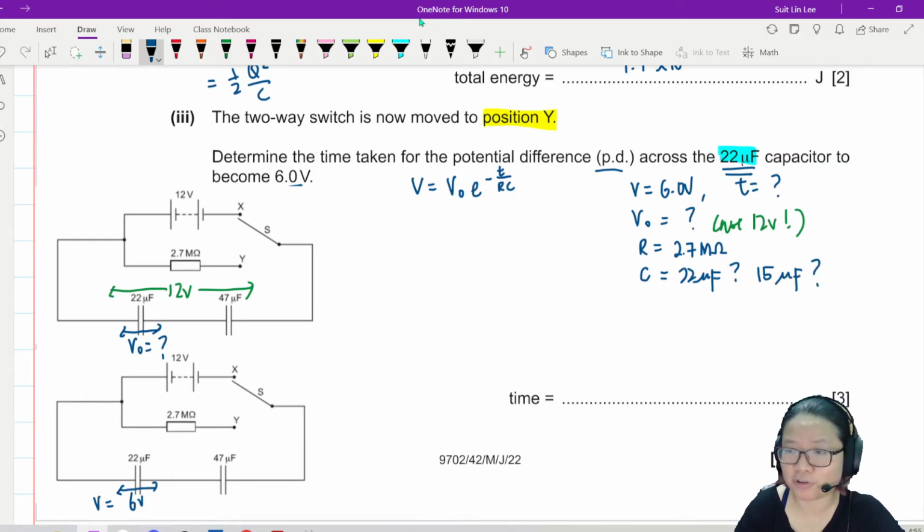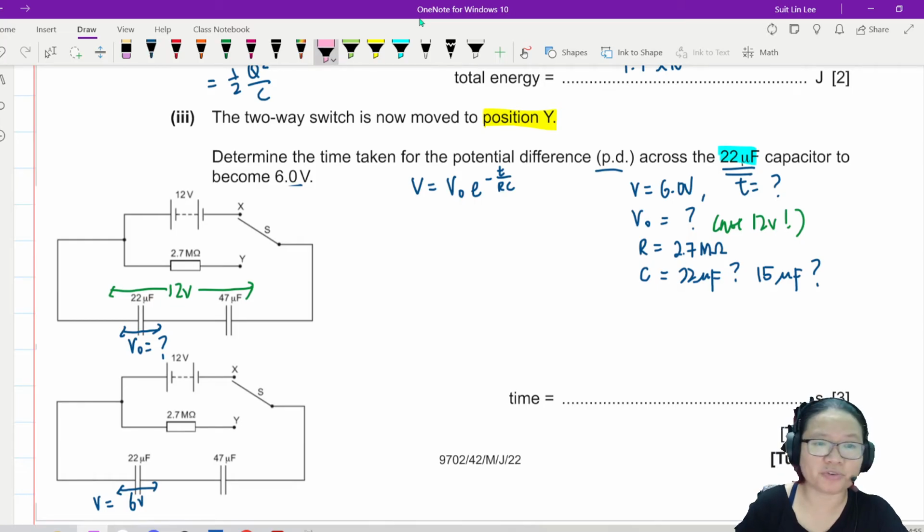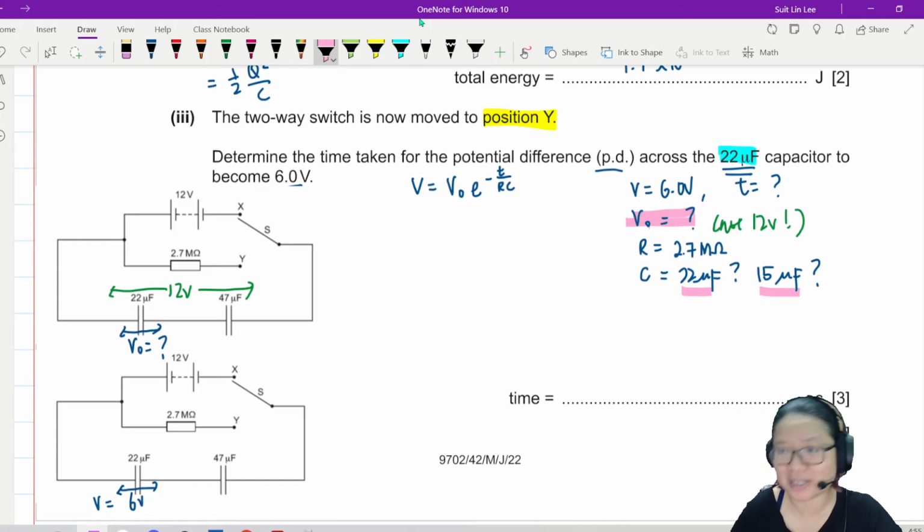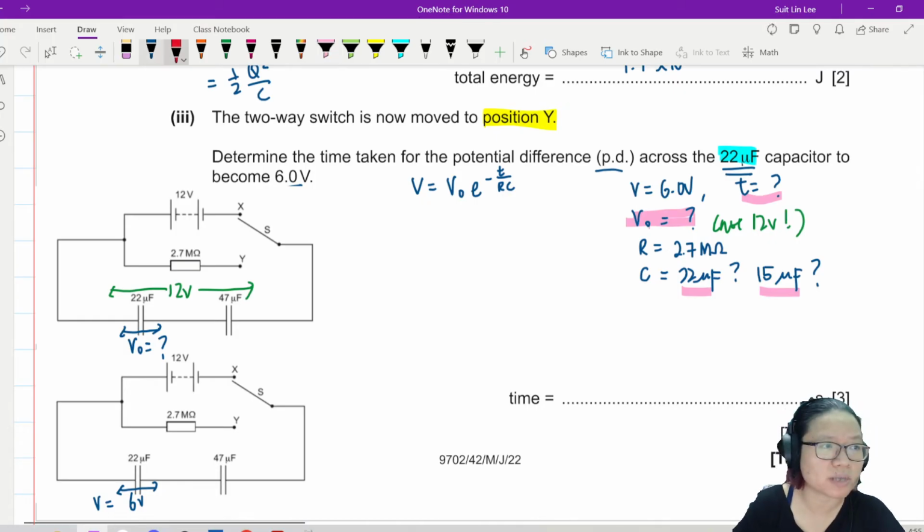Okay, so there are actually a few things we need to find. We need to find out what V naught is. We need to figure out which capacitance to use. Then only we can find T. So many hidden steps. Yeah, lor. Okay, sure, never mind. We'll do it step by step.